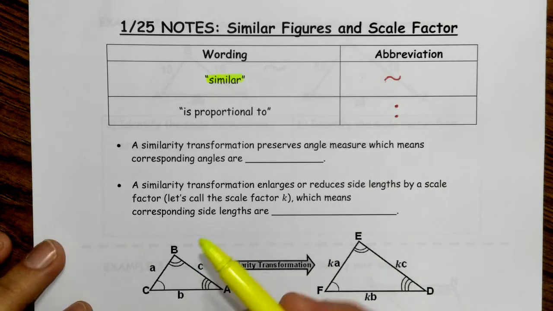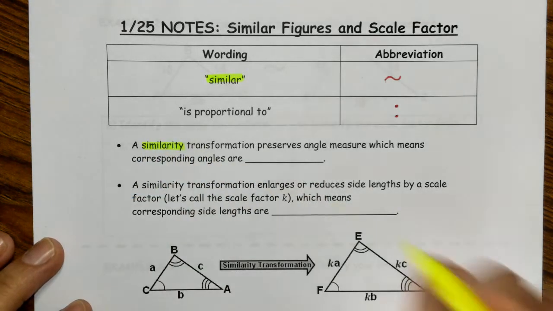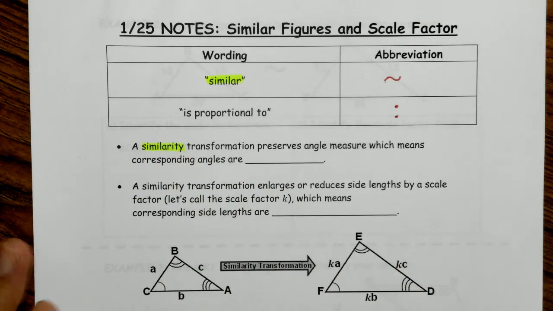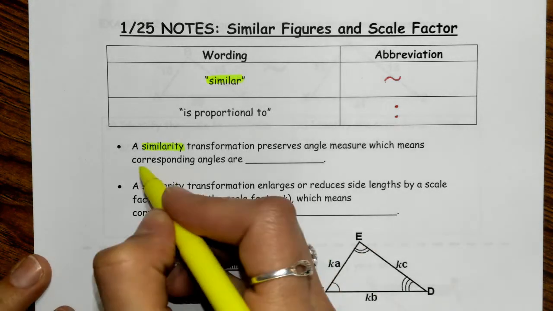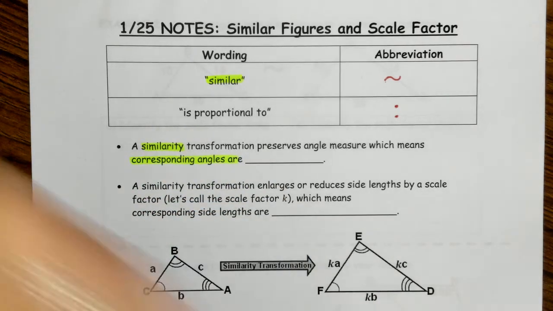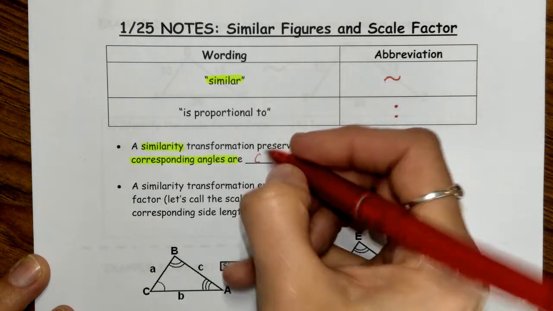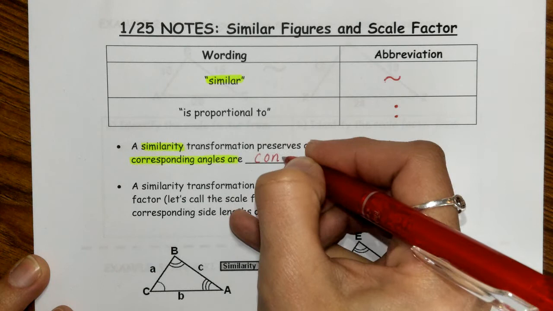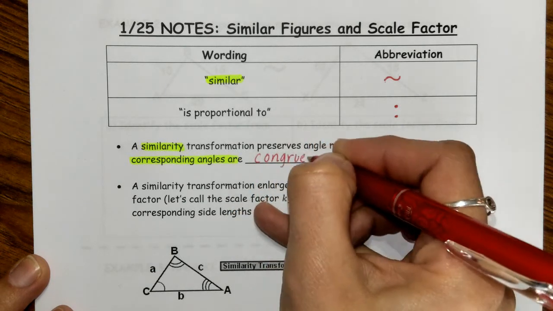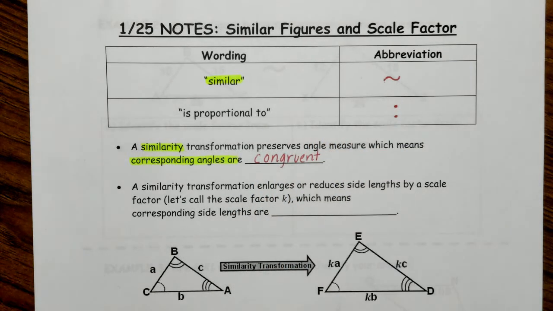A similarity transformation is going to highlight similarity. Transformation preserves angle measurements. So what that means is your corresponding angles are going to be congruent. Preserving the angle measurement, preserve means to keep it the same. So preserving the angle measurement means that the angle measurements will stay the same no matter how much bigger or smaller proportionally that a figure gets. The corresponding angles will stay the same size.